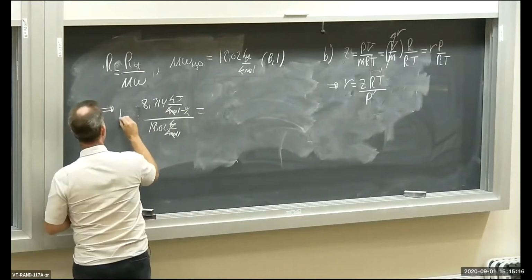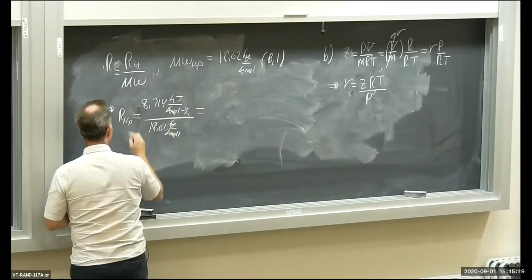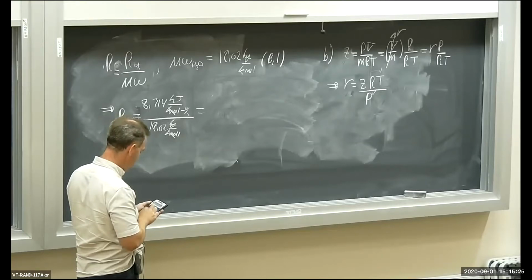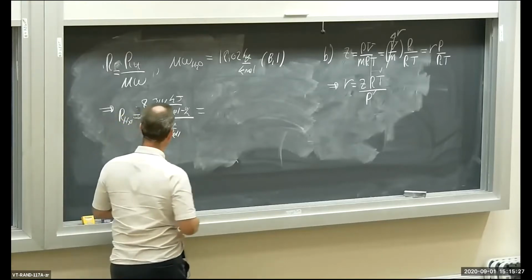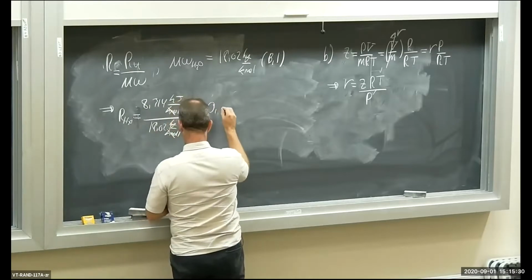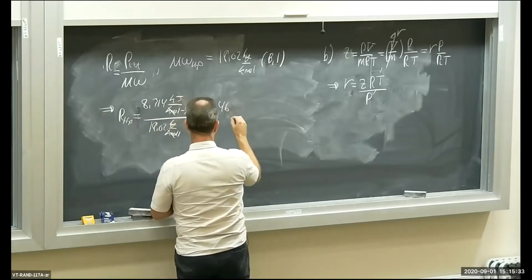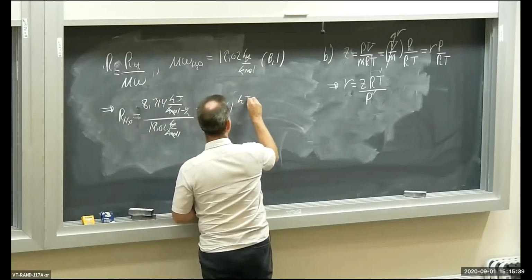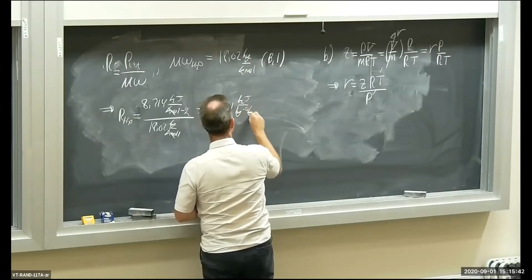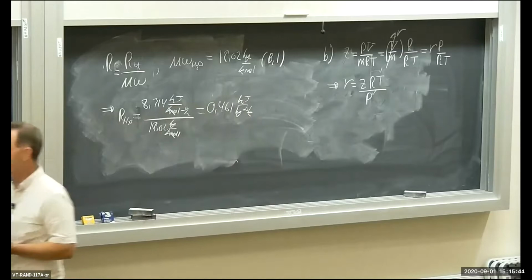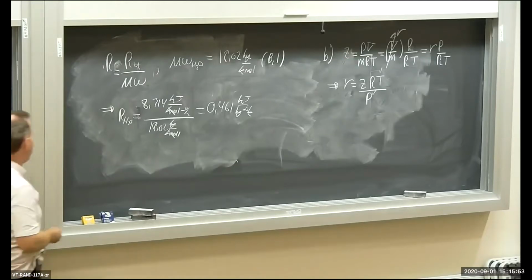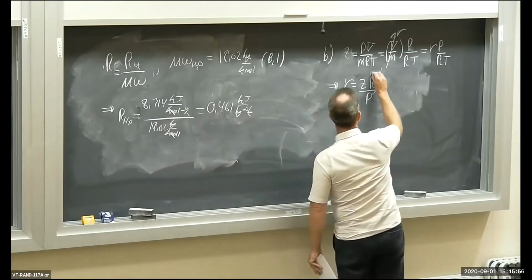So R for H2O. So we're going to have 8.314 divided by 18.02, 0.461, and that's going to have units of kilojoule per kilogram degree Kelvin. So that's R for H2O. So now I got R for H2O.